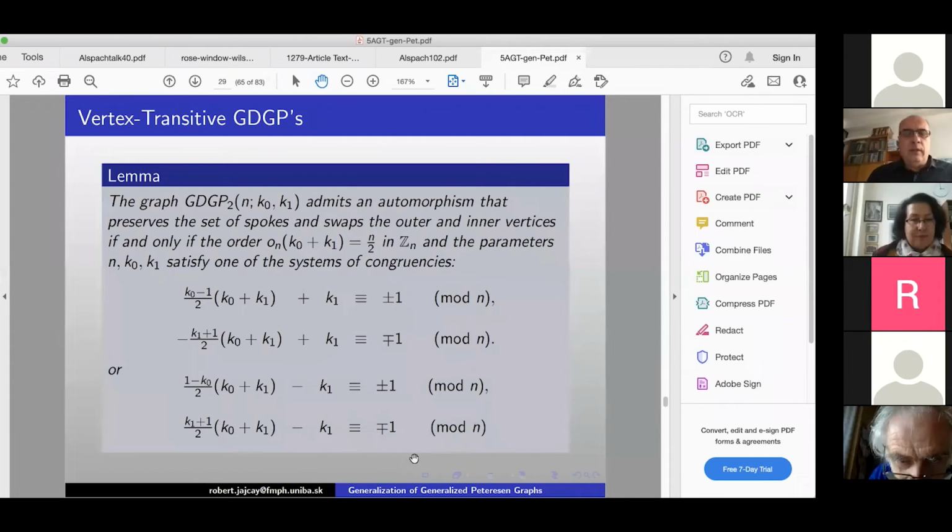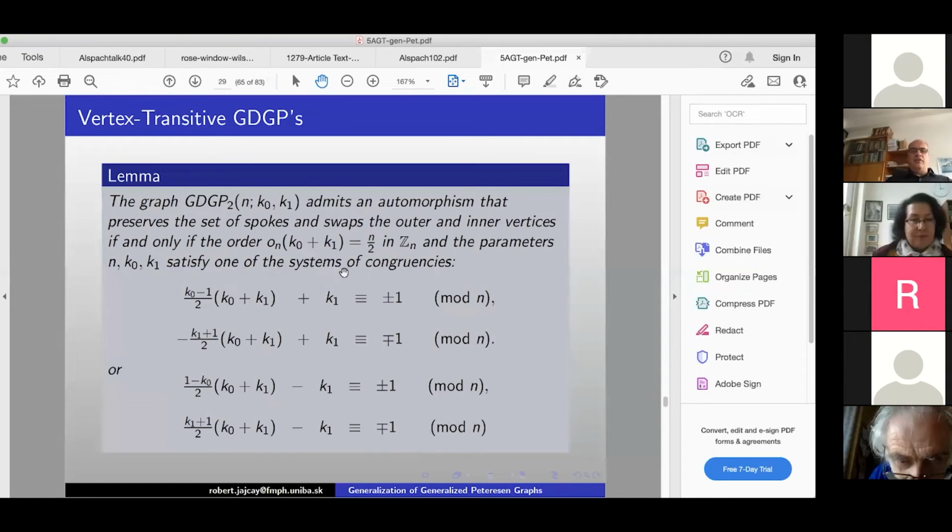A further result along these lines is more general. So we have a situation where you have a graph that admits an automorphism that preserves the spokes and swaps the outer and inner vertices. Okay, so we preserve the spokes, but swap the outer and inner cycle. Well, it doesn't have to be a cycle. The outside is a cycle. And there are some arithmetic conditions when this may happen. And it's if and only if.